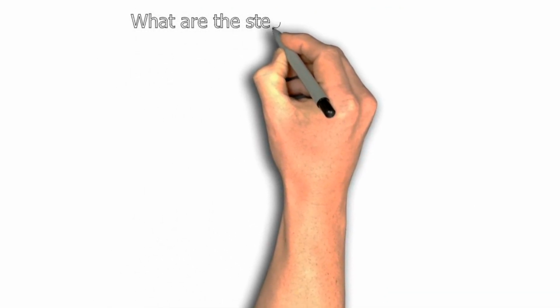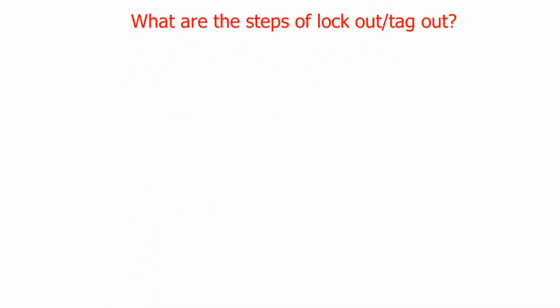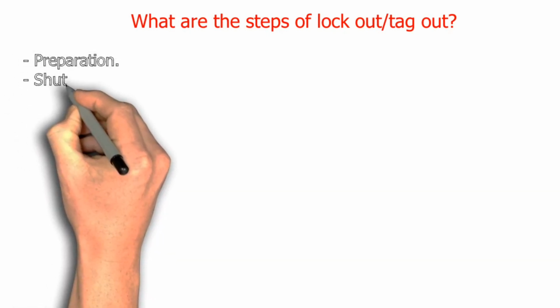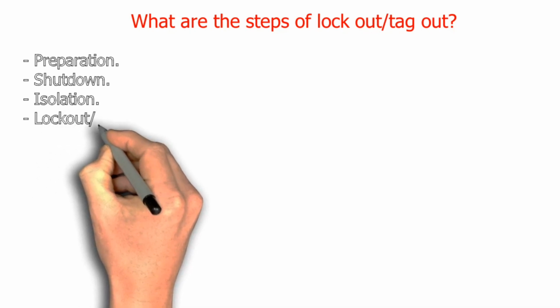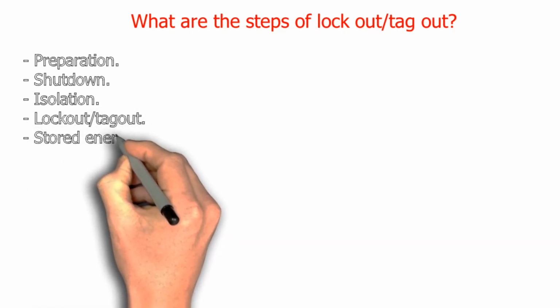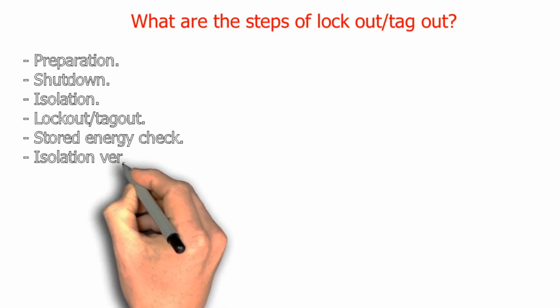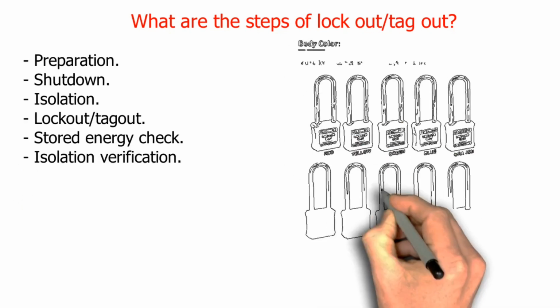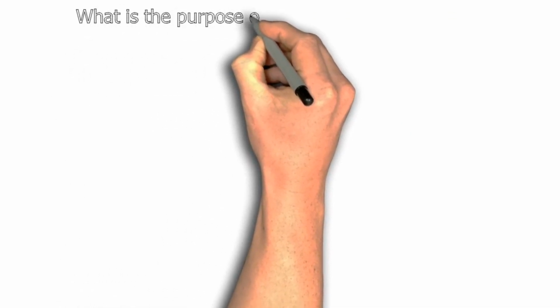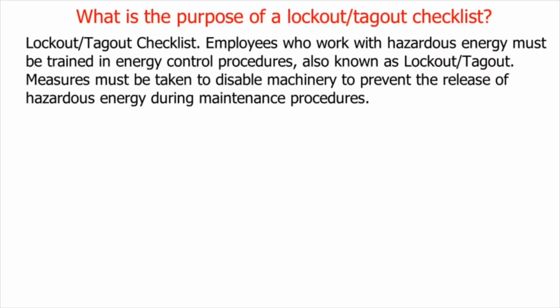What are the steps of lockout/tag-out? Preparation. Shutdown. Isolation. Lockout/tag-out. Stored energy check. Isolation verification. What is the purpose of a lockout/tag-out checklist? Employees who work with hazardous energy must be trained in energy control procedures, also known as lockout/tag-out. Measures must be taken to disable machinery to prevent the release of hazardous energy during maintenance procedures.